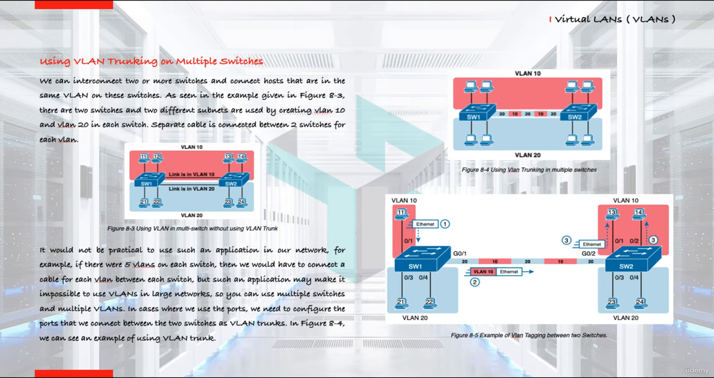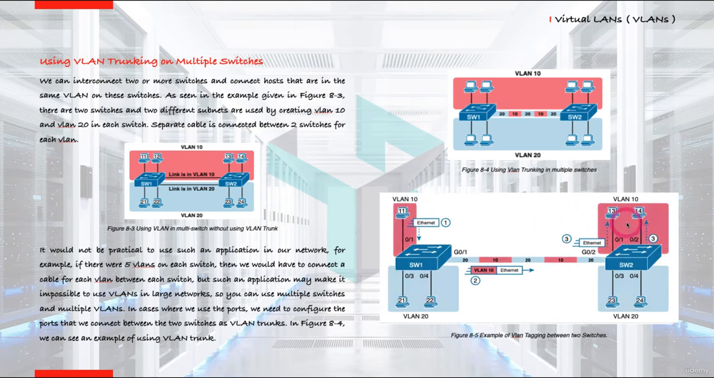Here a user in VLAN 10 creates his Ethernet frame when he wants to access a user here in VLAN 10 and adds VLAN 10 information to the beginning of the packet to indicate that he is in VLAN 10, and since our connection is also trunk, it can pass multiple VLANs.